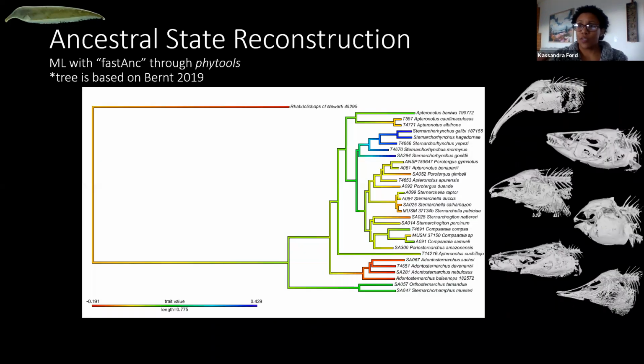I then performed an ancestral state reconstruction on just Apternotidae based on Max Bernst's tree from 2019. And what we found was an estimated ancestral condition of an intermediate length rostrum. And this is based on continuous traits of PC1 values. We also found polyphyletic origins for both dolichocephaly and brachycephaly phenotypes, and more instances of change towards those brachycephalic phenotypes than the longer snout dolichocephalic ones.